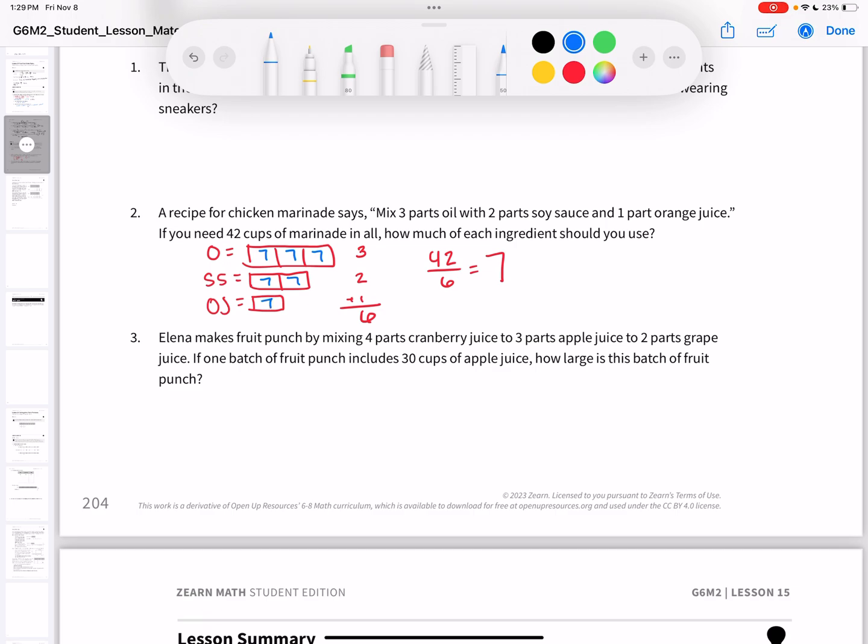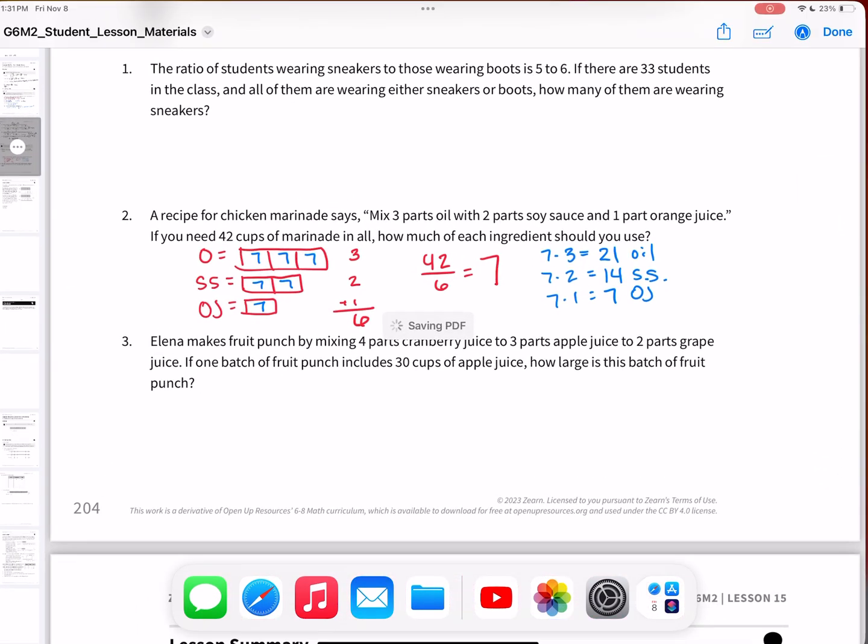Okay, so how much of each ingredient should you use? Well, with oil, that's going to be 7 times 3 because there's 3 boxes, which is 21. So we need 21 of oil. That would be 7 times 2 for soy sauce, which is 14 for soy sauce. And then we do 7 times 1, which is 7 for OJ. So there's that. All right, last one.